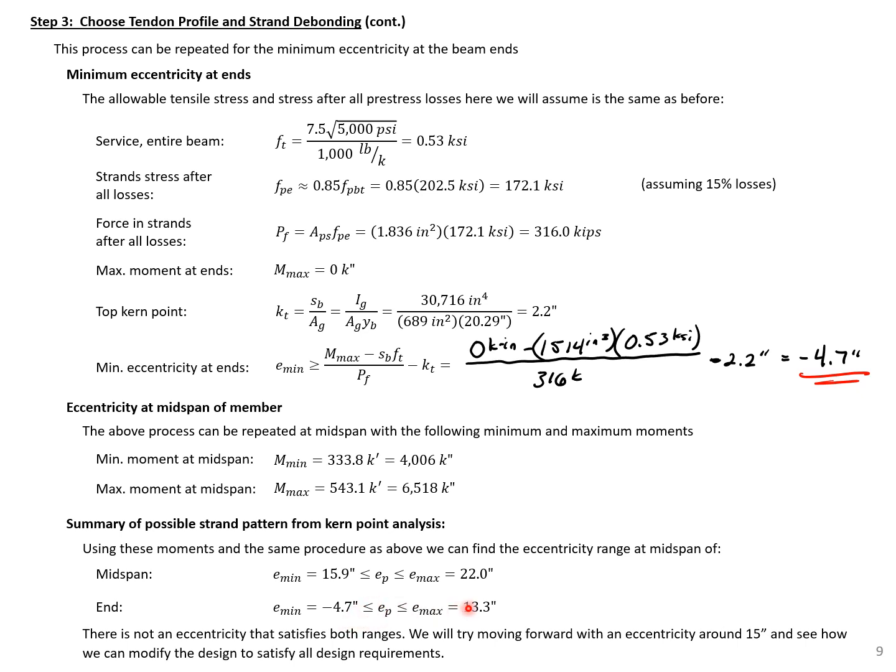Here you can see there isn't any eccentricity that would meet both midspan and end. So we would likely need to either harp or debond strands. I'd also note that a negative eccentricity would be where the strands are above the centroid of the section. So positive would be an eccentricity below the centroid of the section, and negative would be above. We're going to try moving forward with an eccentricity around 15 inches, and we'll see where we meet our stresses and where we don't.